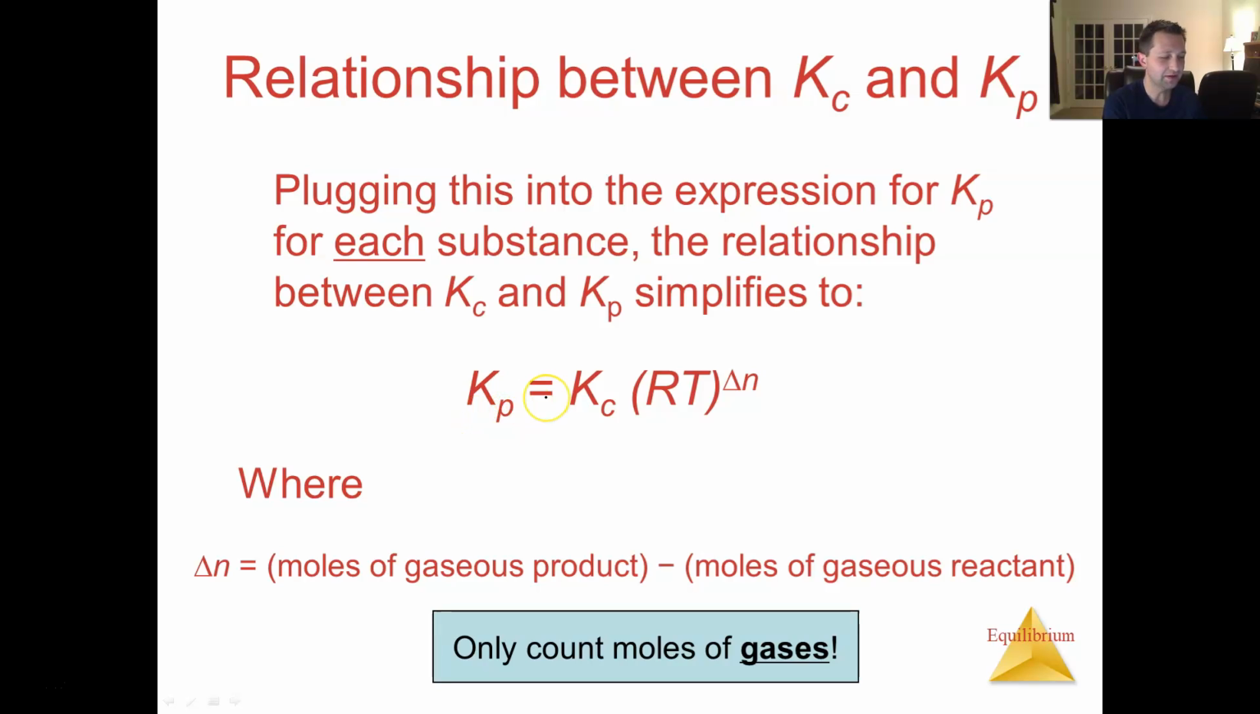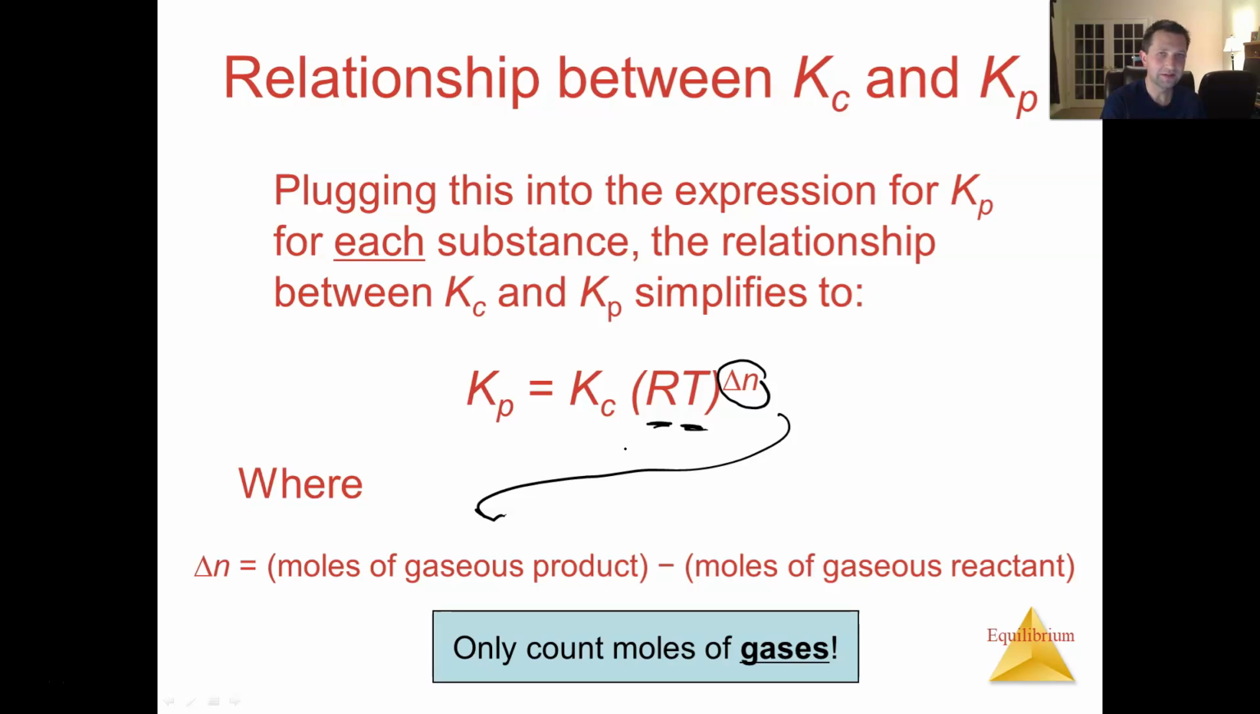So Kp is your equilibrium expression with pressures. Kc is your equilibrium constant with concentrations. R is the gas constant, and we'll look at that on the next slide. T is temperature in Kelvin. Delta n is the change in moles, so it is the moles of gas products minus moles of gas reactants.